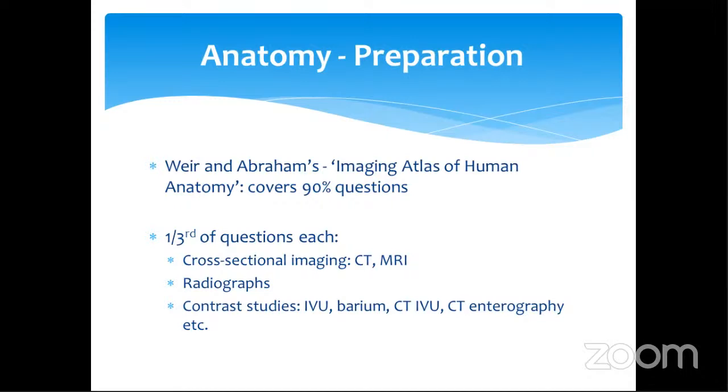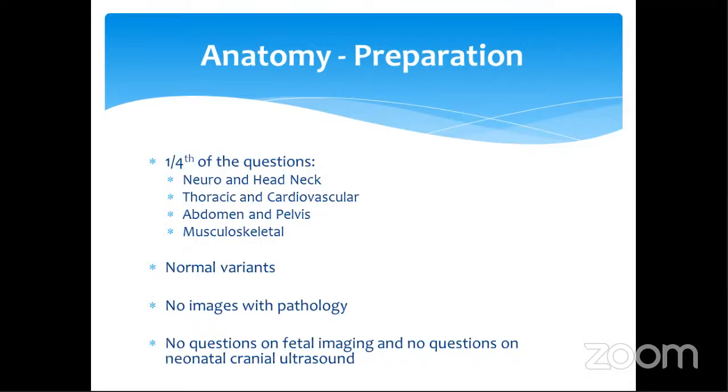One third of the questions in the exam are divided into cross-sectional radiographs and contrast studies. The paper is also divided such that it gives 25% weightage to neuro and head neck, 25% to cardiothoracic, abdomen, and MSK. Normal variants are a favorite of the anatomy exam, especially the variants which can be confused for pathology. So be sure to be thorough in your normal variants. There are many online resources for that. The Radiogan website also has a great list of all the normal variants. There will be no images with pathologies shown in the exam, and there is nothing on obstetric ultrasound or neonatal cranial ultrasound. So those things are not asked in the exam.